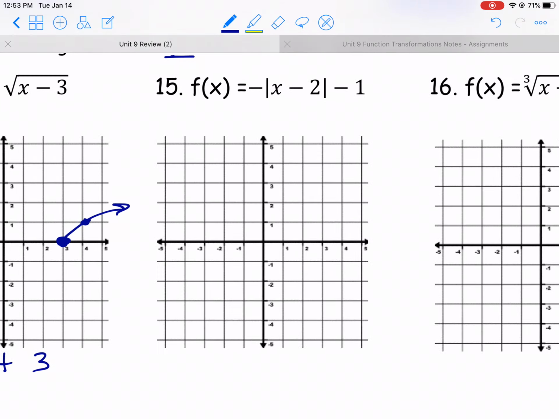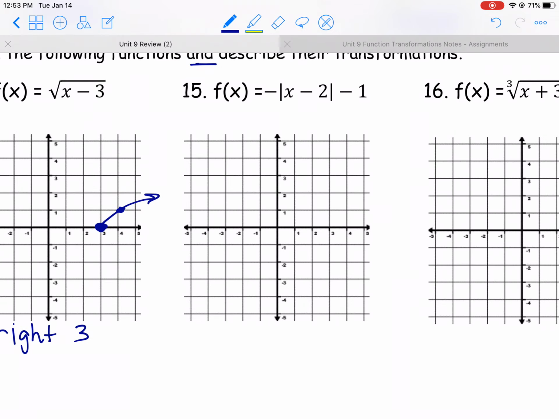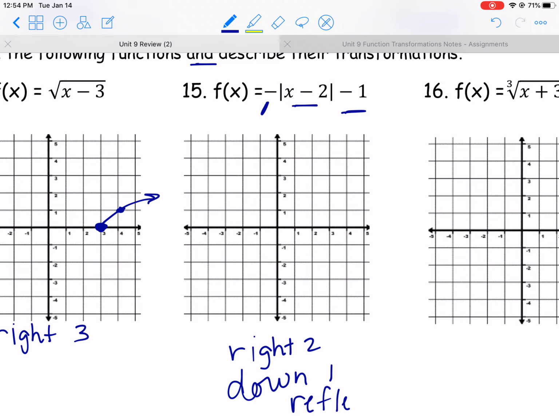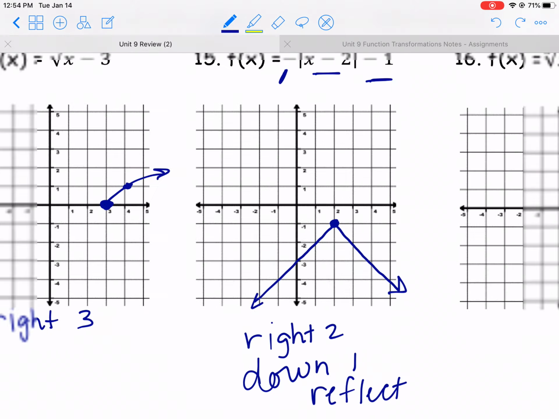Okay, number 15, identify the parent function. This is absolute value. It's being shifted right 2, down 1, and reflected, opening down. Reflected about the x-axis. Okay, so right 2, down 1, there's my vertex, and then, excuse me, it's opening down, and its slope is just, right, the 1, 1, 1, 1, so we got it.